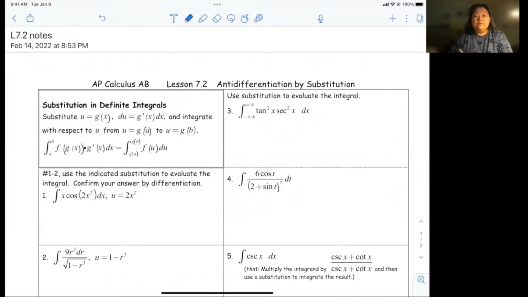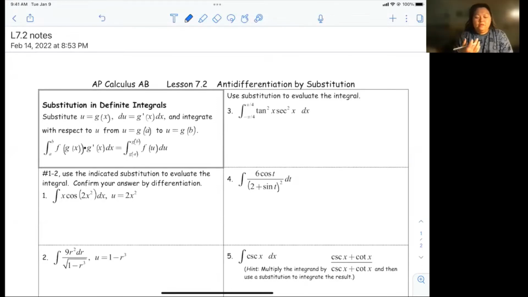Okay, we're on lesson 7.2, Anti-Differentiation by Substitution. Some textbooks call this U substitution, and I think that's our textbook's way of talking about it as well. But the title just says substitution, so you just kind of have to get used to it. Another way to look at this is looking at chain rule backwards.